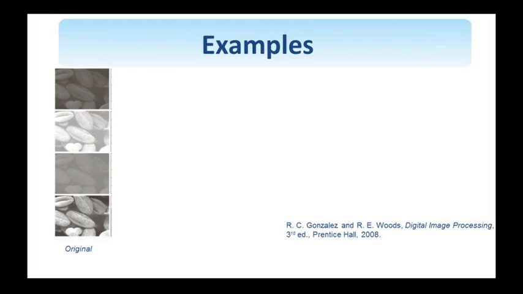As another example of the application of histogram equalization, let's consider the four images shown here. They could be characterized as dark, light, low contrast, and high contrast.